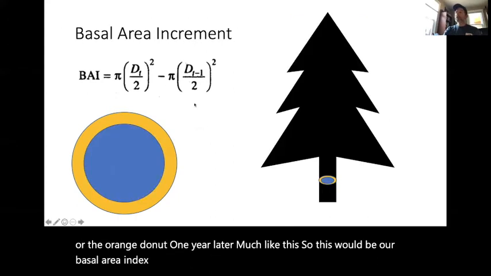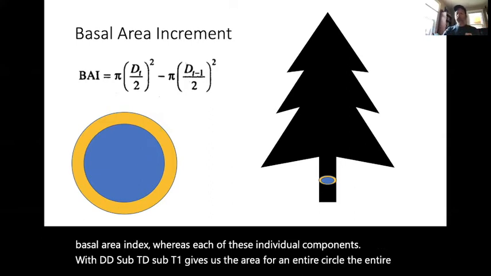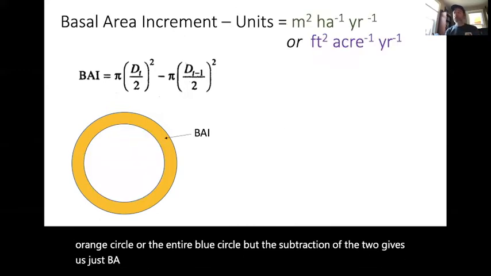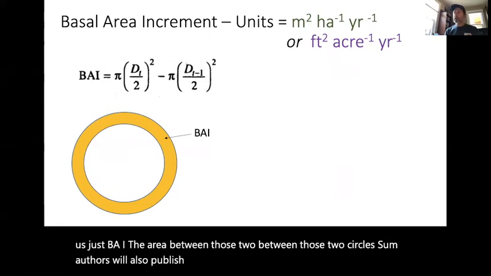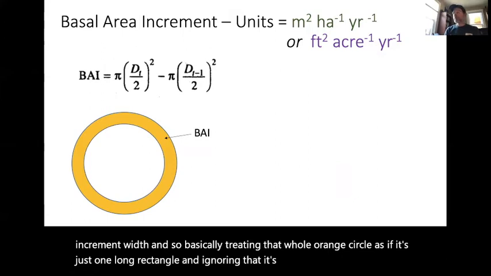Whereas each of these individual components with d sub t and d sub t-1 gives us the area for an entire circle, the entire orange circle or the entire blue circle, but the subtraction of the two gives us just BAI, the area between those two circles. Some authors will also publish BAI as being a circumference multiplied by an increment width. And so basically treating that whole orange circle as if it's just one long rectangle and ignoring that it's actually circular. And often that's a good approximation.